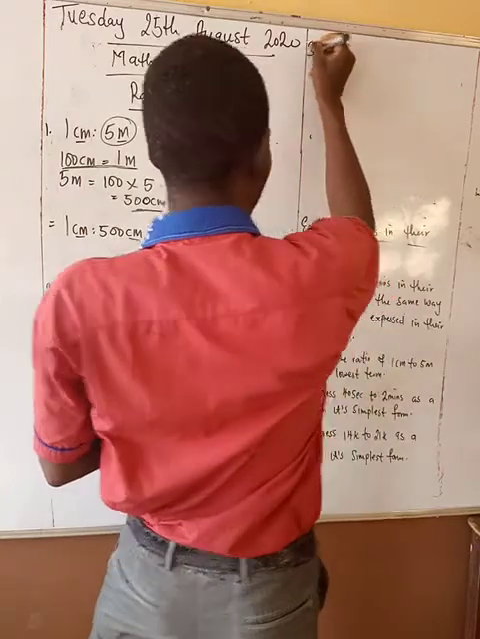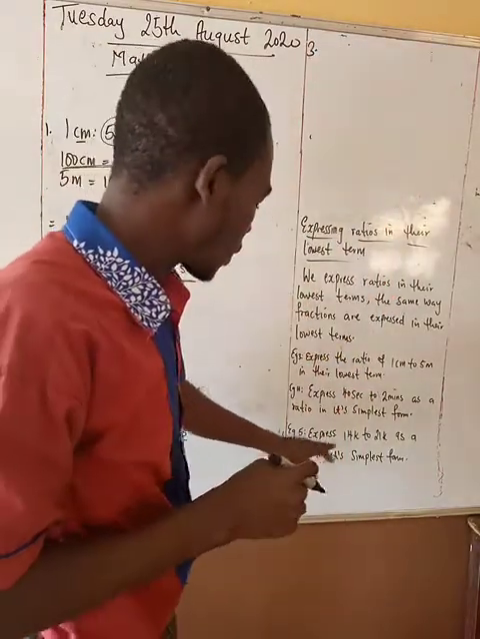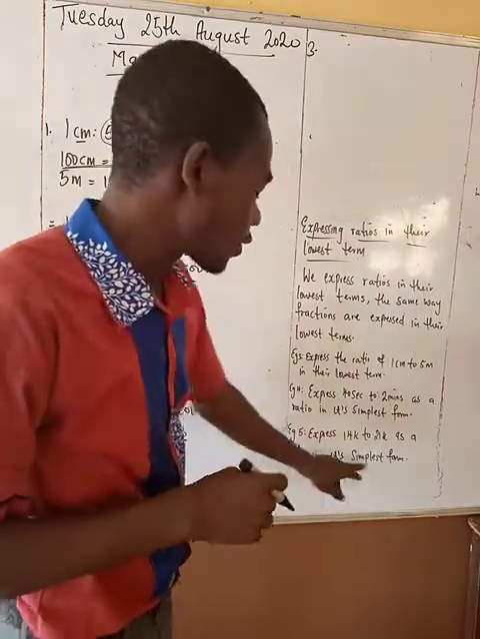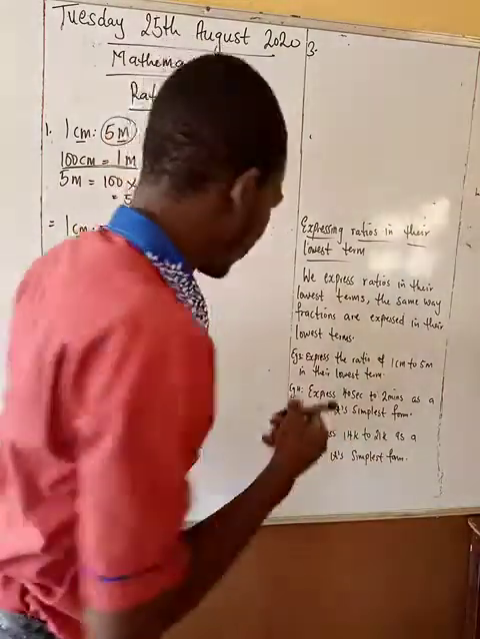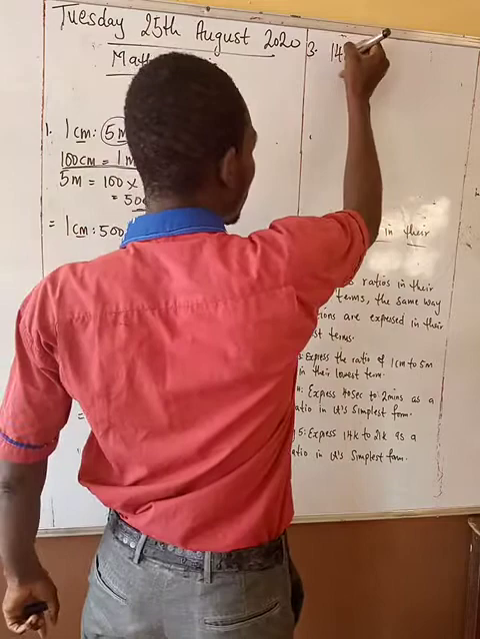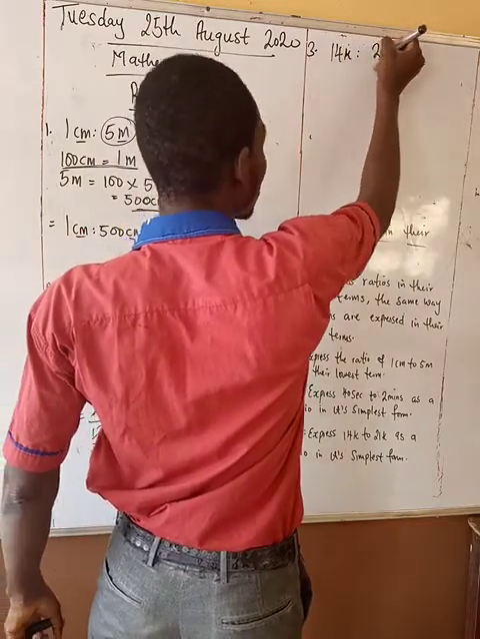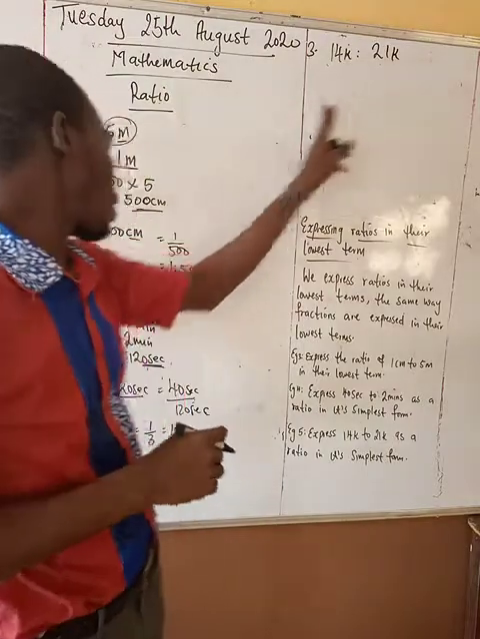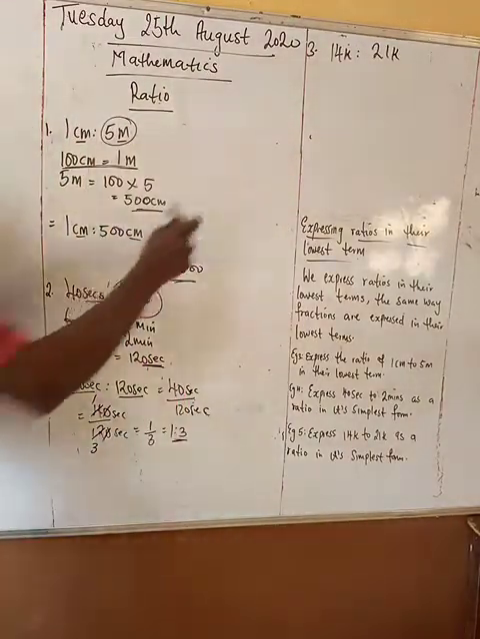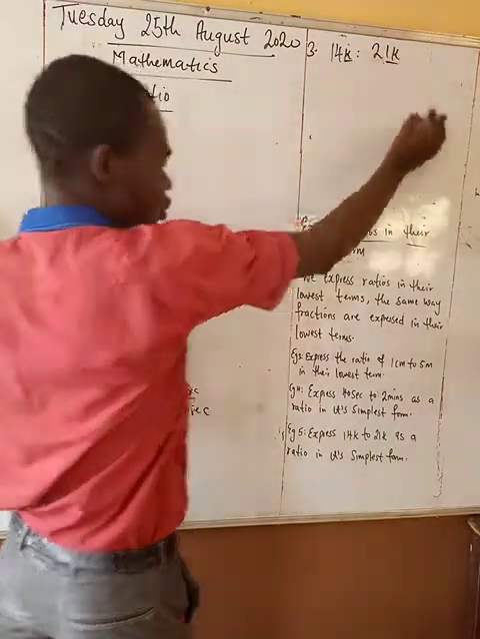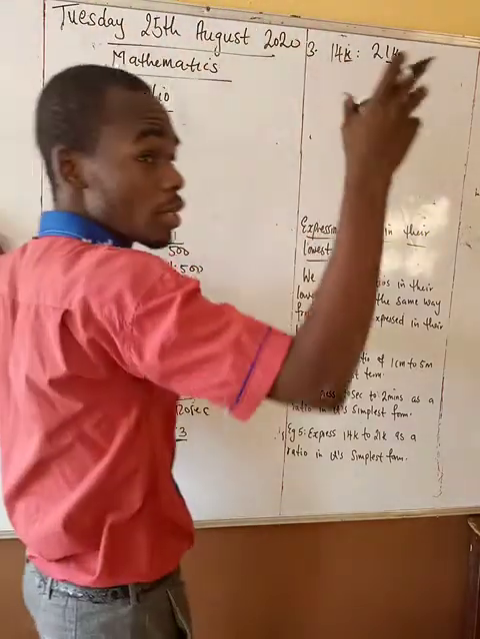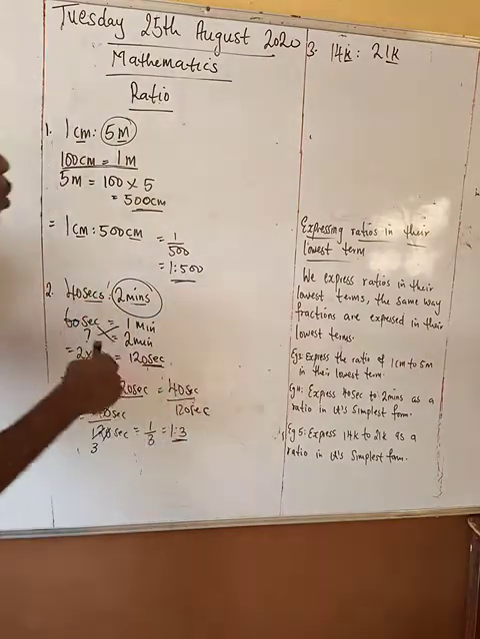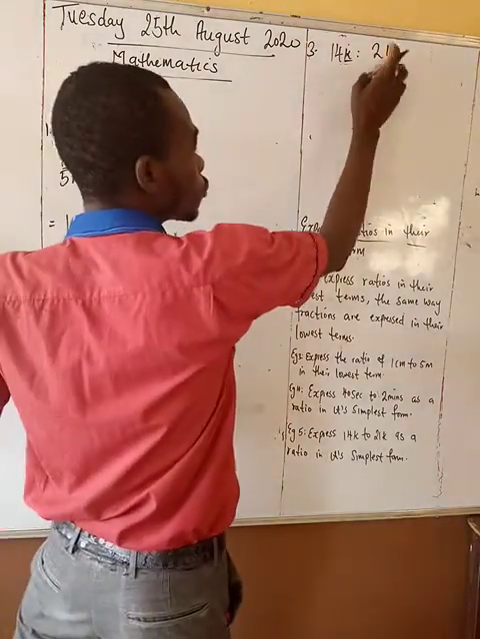So this example here now says, express 14 kobo to 21 kobo as a ratio in its simplest form. Now, we have 14 kobo is to 21 kobo. The difference between this and the earlier one is that already both of them are in the same unit, just like that first one we did, where we had minutes and minutes. I believe you wrote it down. Alright? So now we have 14 kobo is to 21 kobo.